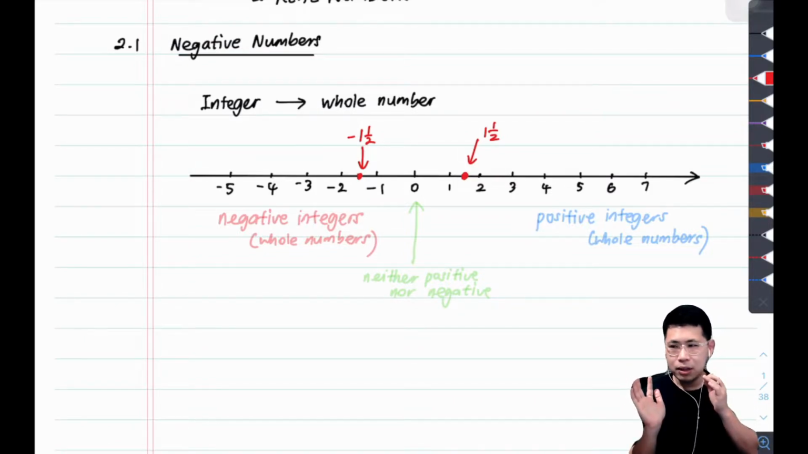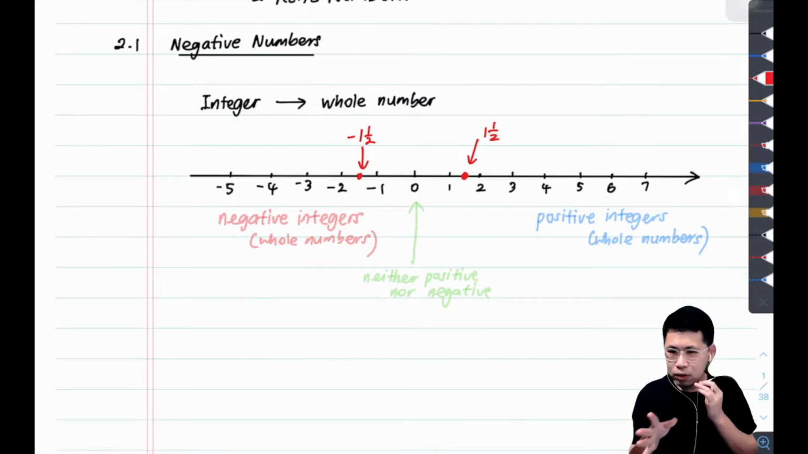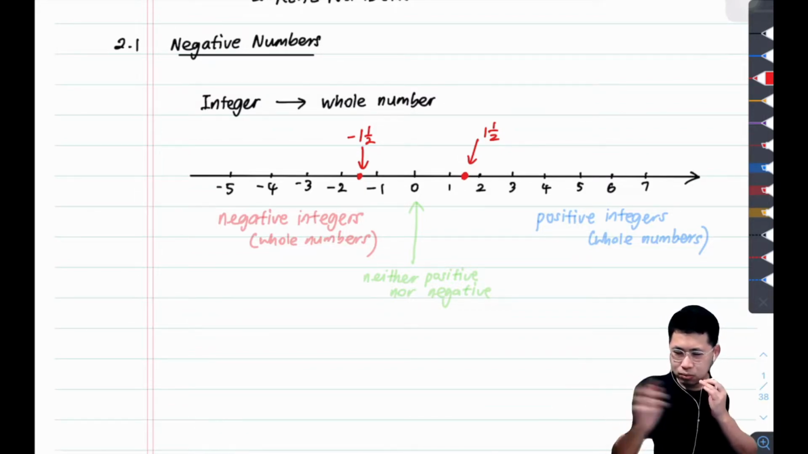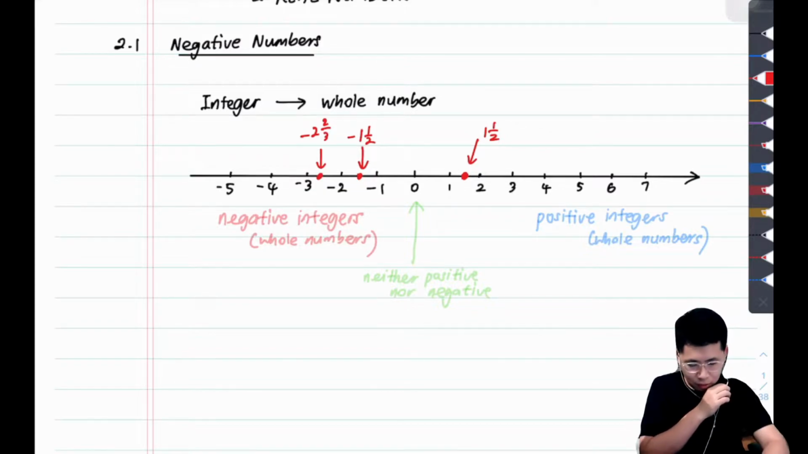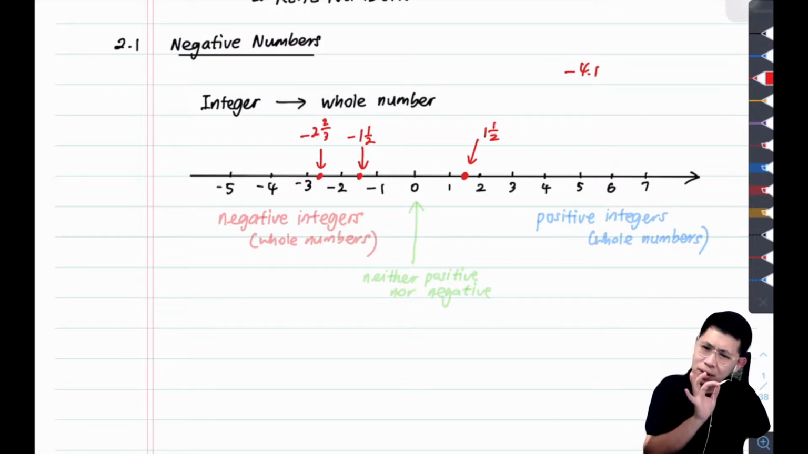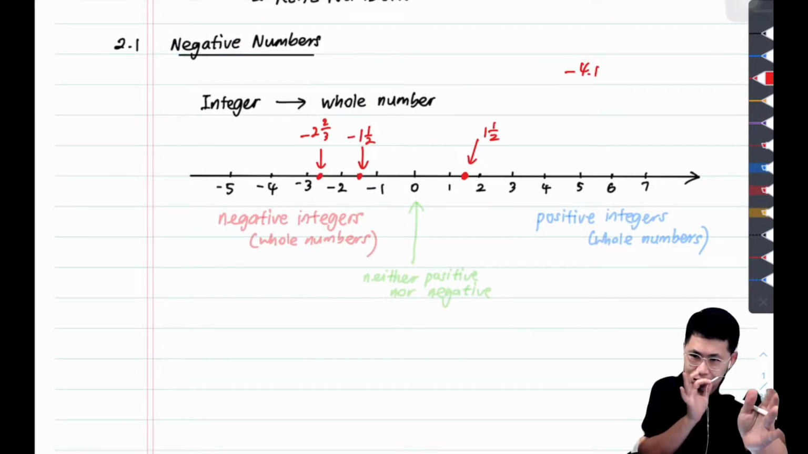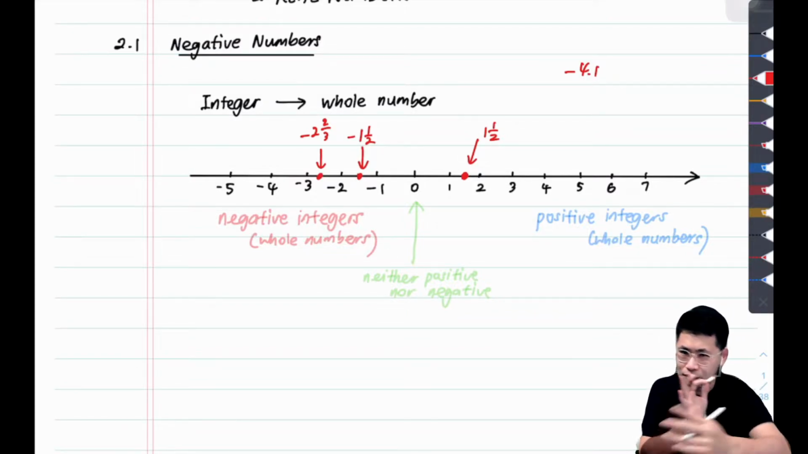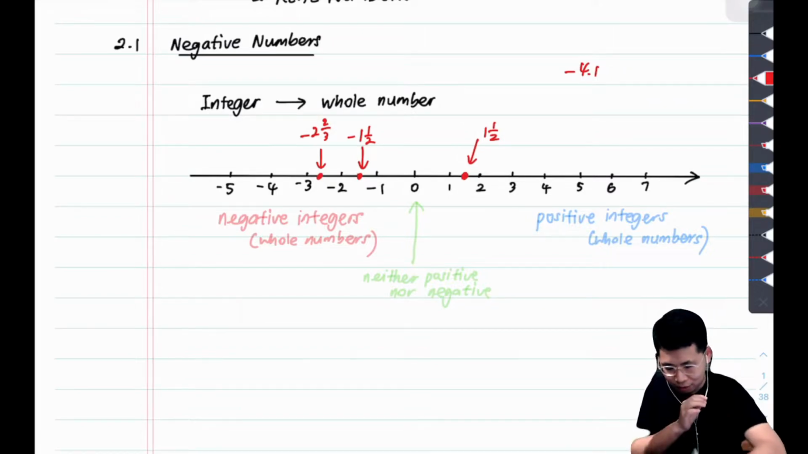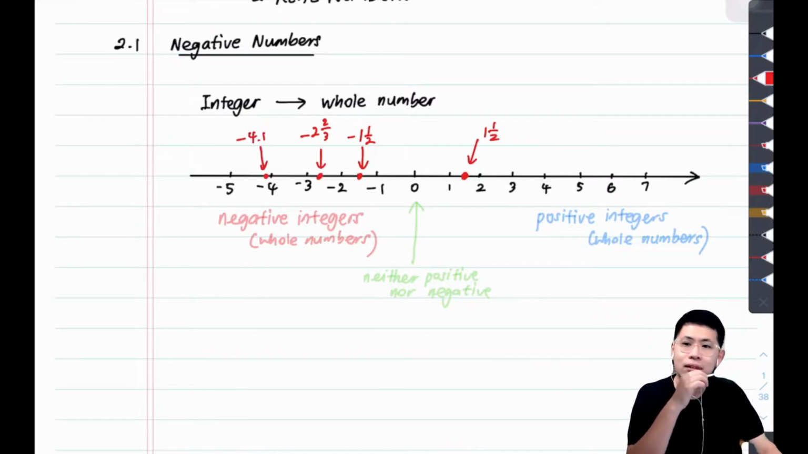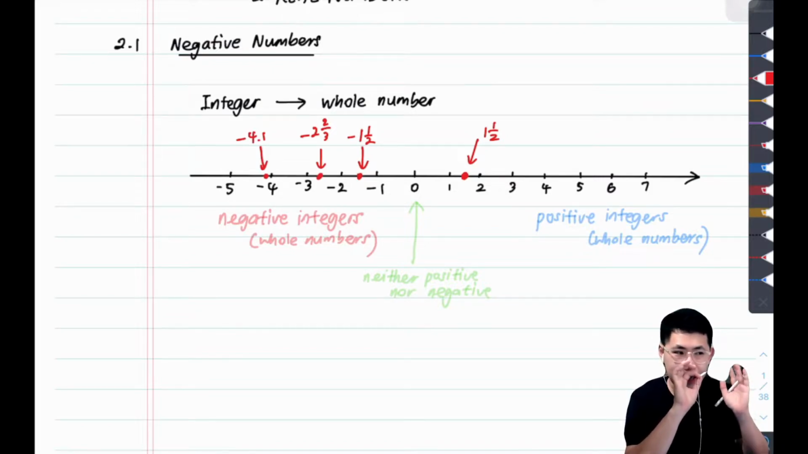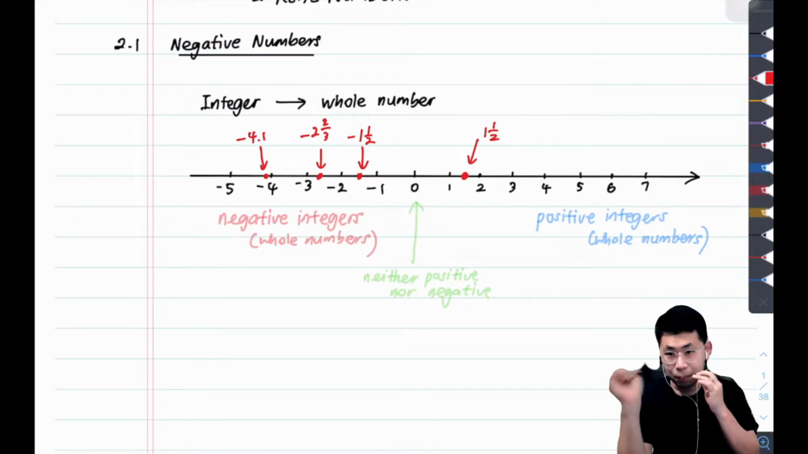Let's look at the third example. Let me give you negative 2 and 2/3. So where will it be? Negative 2 and a little bit more. So roughly over here, right? Negative 2 and 2/3. The last one would be negative 4.1. So roughly it is negative 4, a bit more to the left or to the right? It should be a bit more to the left, right? So your negative 4.1 should be around here. Okay, so this is how we identify and mark negative numbers.